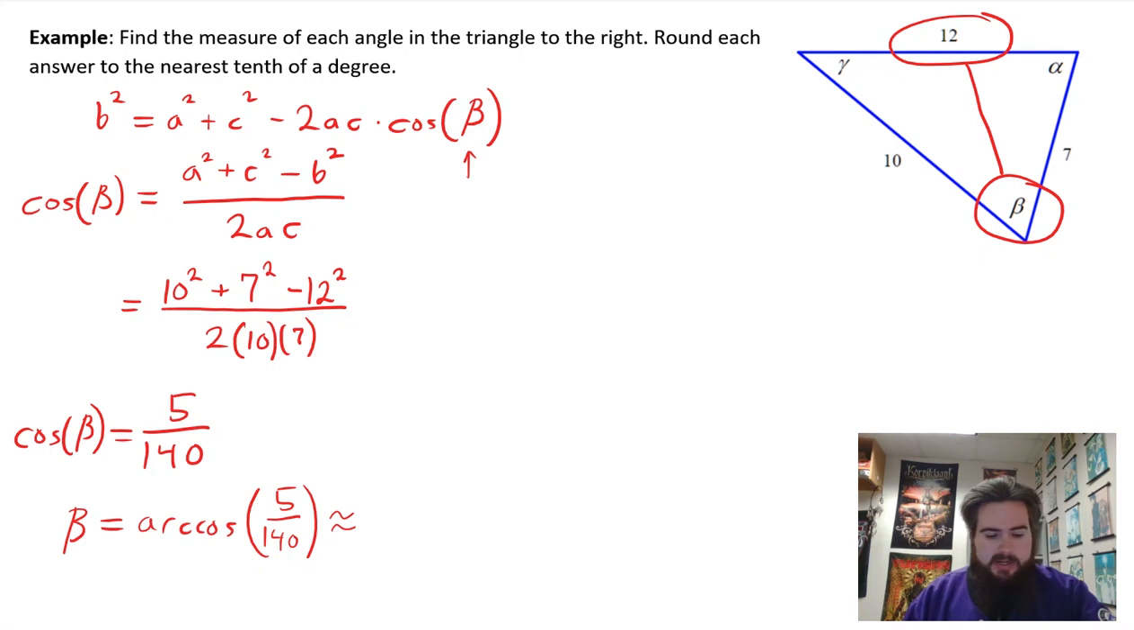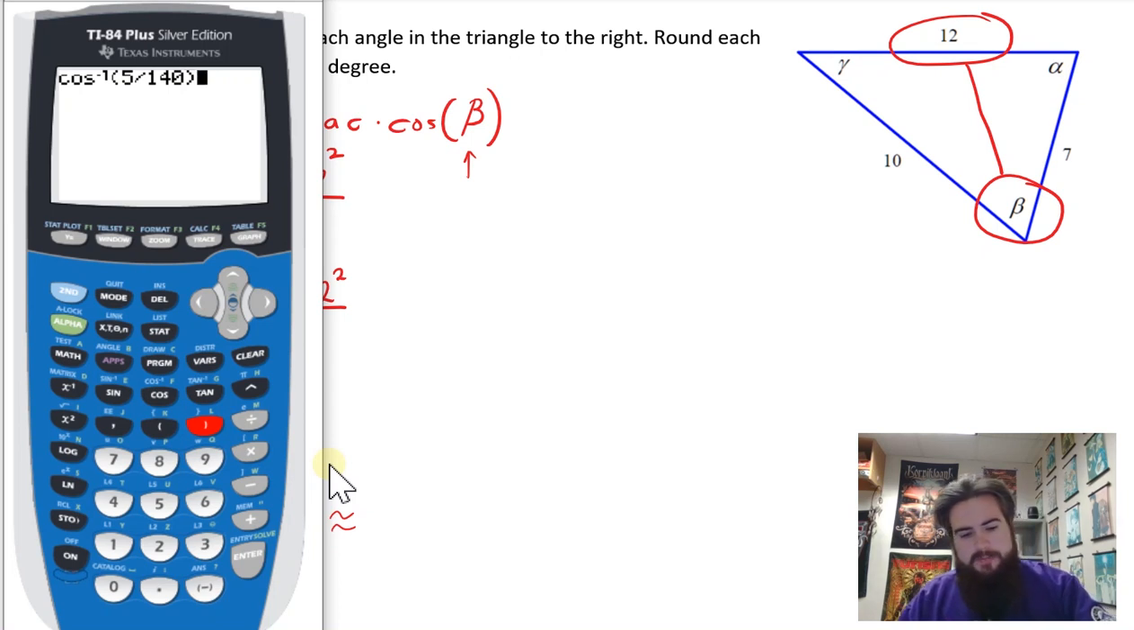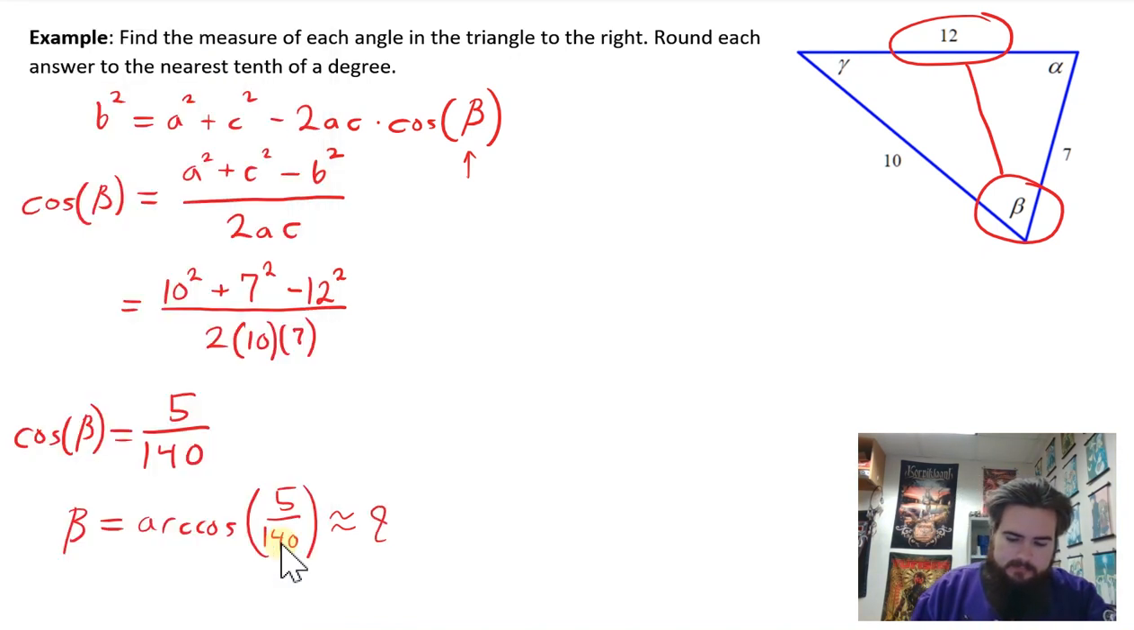So here, let's approximate arc cosine of 5 over 140 using a calculator. So inverse cosine of 5 divided by 140. Do make sure that you're in degree mode if you want to get a degree measure back, which we do here. This gives me approximately 87.95, or to the nearest tenth of a degree, would technically round to 88.0. So that is my value for beta.